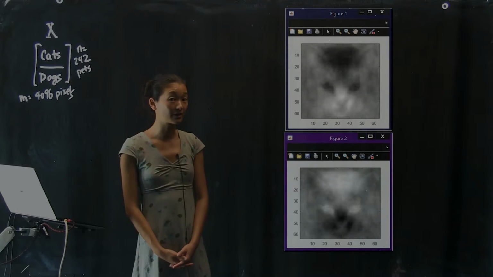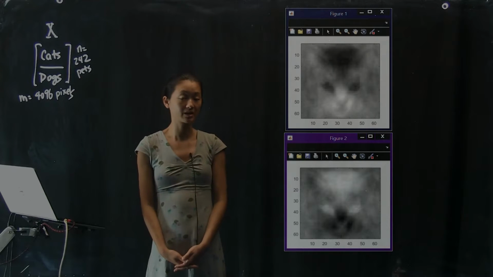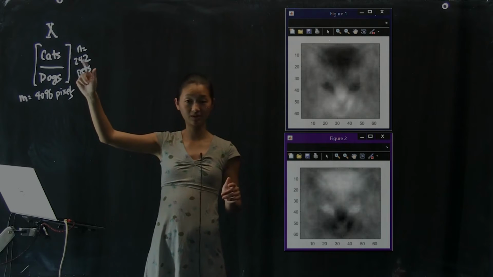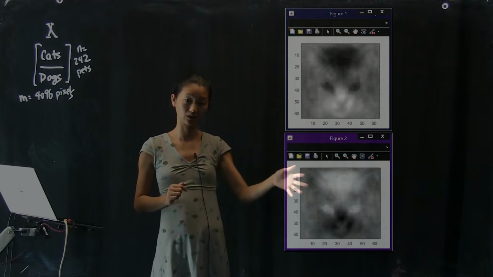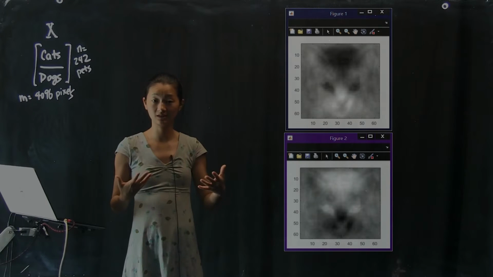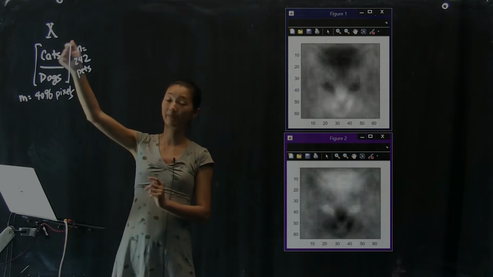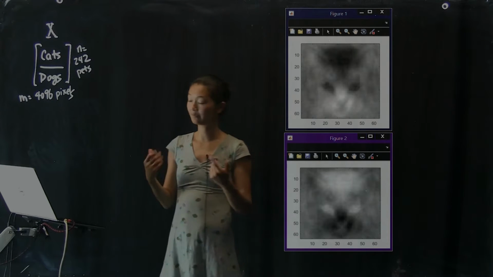To continue with our cats and dogs example, where we ended last time was that we separated all of our cats matrix and the dogs matrix and took the mean cat and the mean dog, and here's what they look like as pictures. So what we're gonna do next is put the two data sets back together, so we're back to looking at just the big matrix X, and we are going to PCA it.